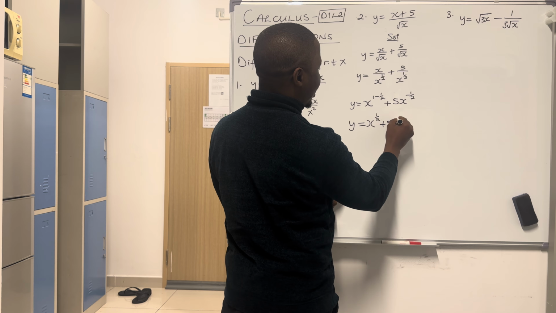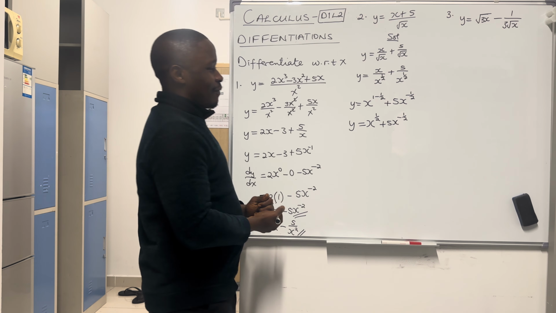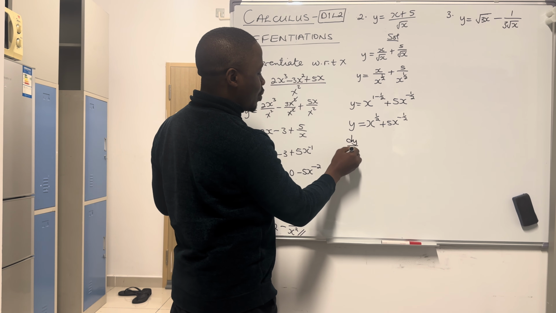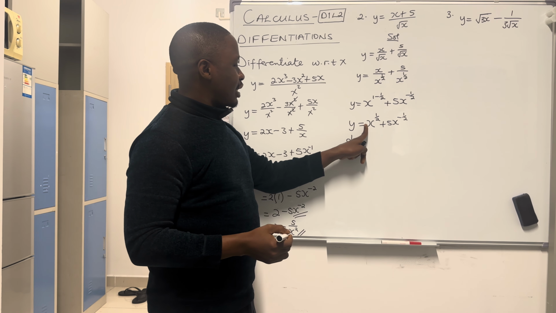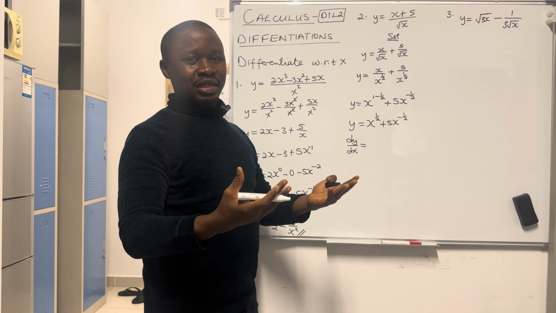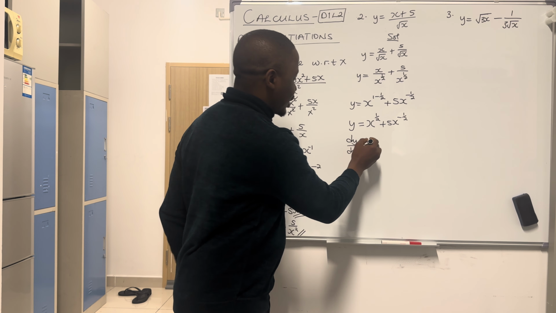Plus 5x raised to minus half. Now we can differentiate y, a function in terms of x. So we say dy/dx. The coefficient here is 1 because we don't see anything. It means 1. So half times this one is half.